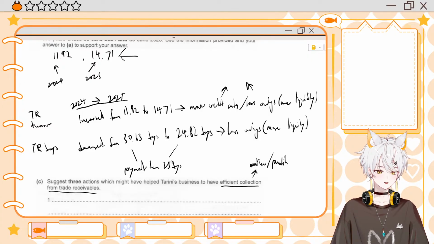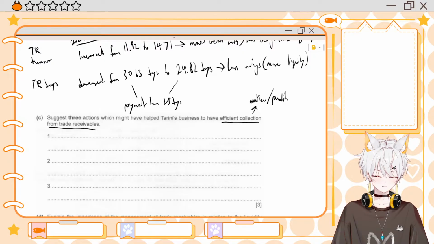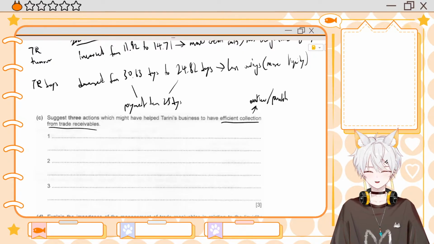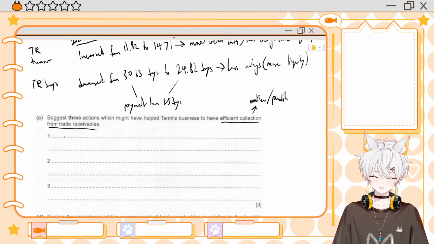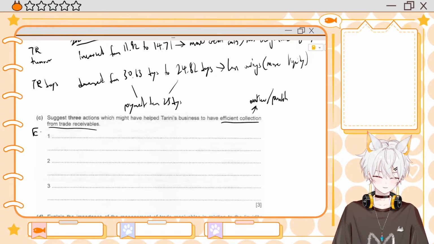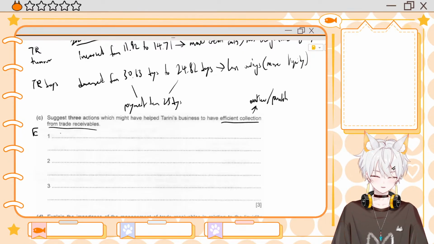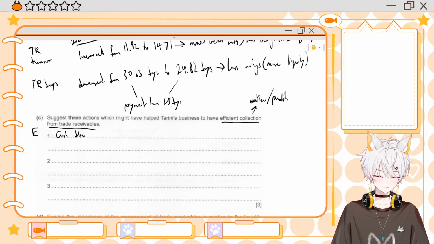That whatever policy the company has implemented is working. They didn't state what the policy was, but part C wants you to guess. So the first one will be under enticing. I'll just call it E, right? Enticing or rewarding customers for paying up earlier would be cash discounts or payment discounts.